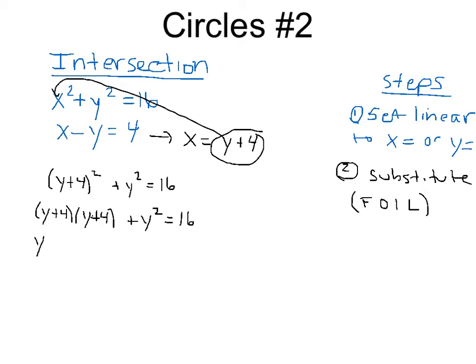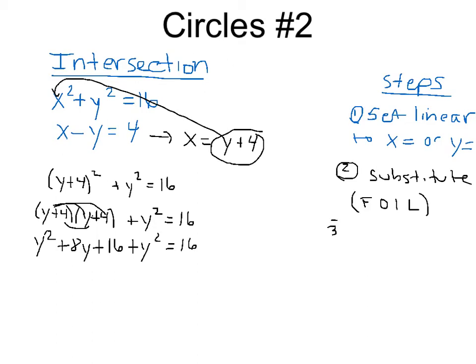You need to write it out twice and then FOIL it out. So this will give us y squared, and then plus 4y plus another 4y, so that'd be plus 8y plus 16, and then plus this y squared equals 16.